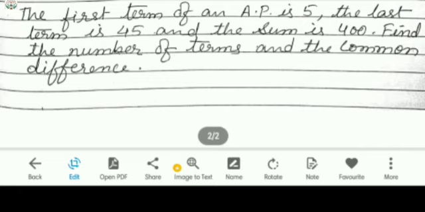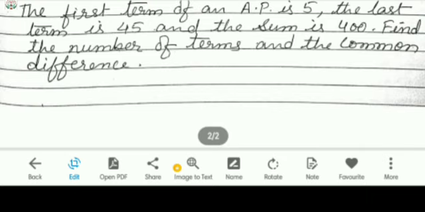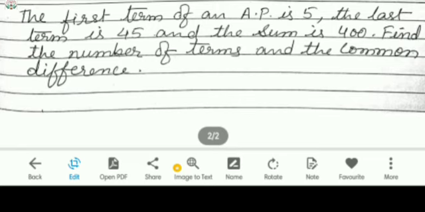After getting the number of terms, you can find the second term, that is a plus d, because the first term is given as 5. The second term, a2, will be a plus d, and d is not known to us, is it not? So for that, what will we do? Now L is given to us, the last term equals 45. We will put the value of n in that. n is known to us, a is known to us, and the last term L is known to us. So the formula for L will be what? L equals a plus n minus 1 into d.